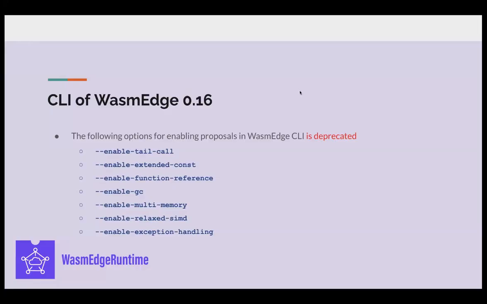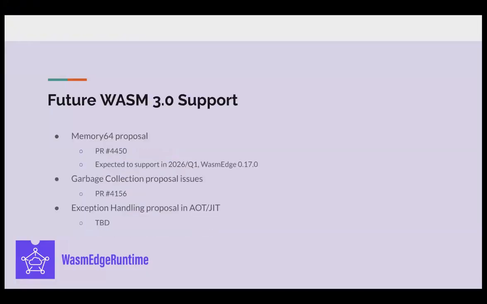The Wasm 3 proposal we haven't supported yet is the memory 64 proposal. We are implementing it and it's almost done. I think we can announce in Q1 2026 that WasmEdge 0.17 will fully support the memory 64 proposal.